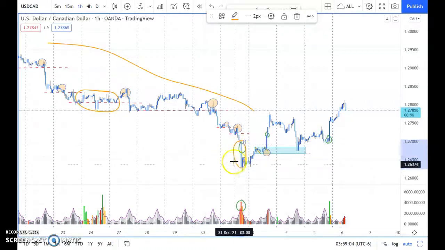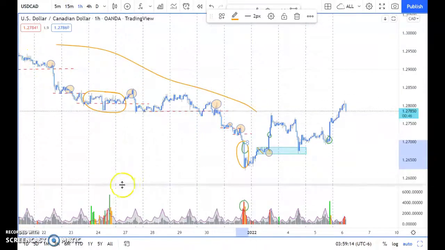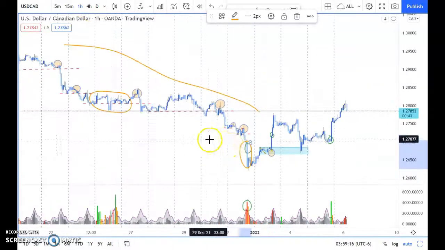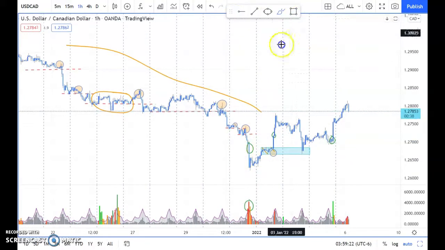So it makes you wonder, once again, who's selling down here? This is a pretty strong move right at the end of this pretty long downtrend. So who is selling down here? That's the question at this point. Okay, so we move on.